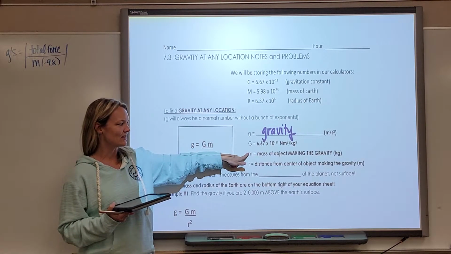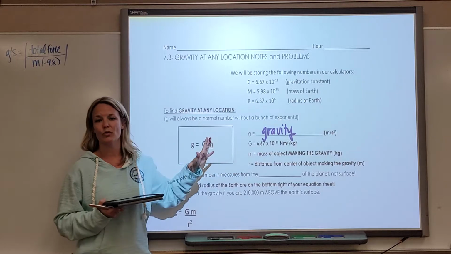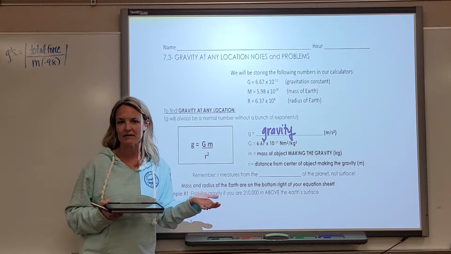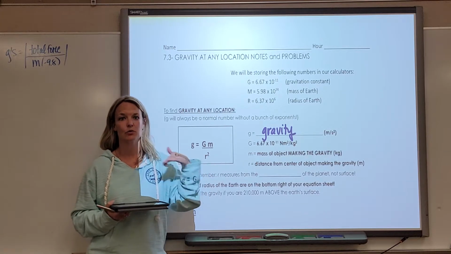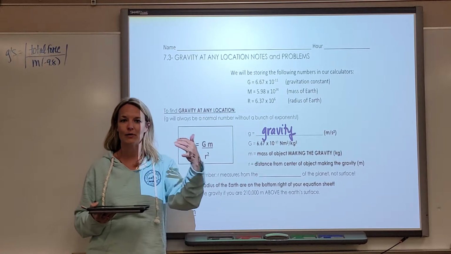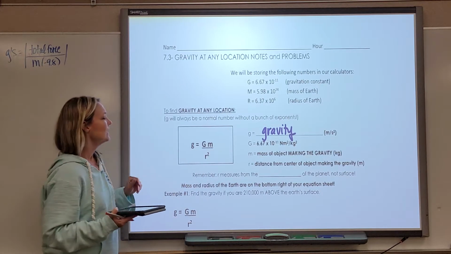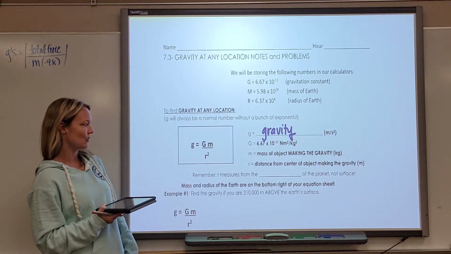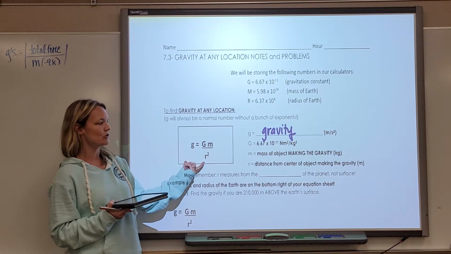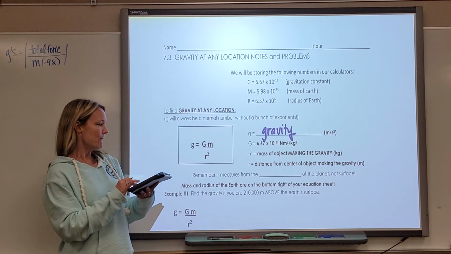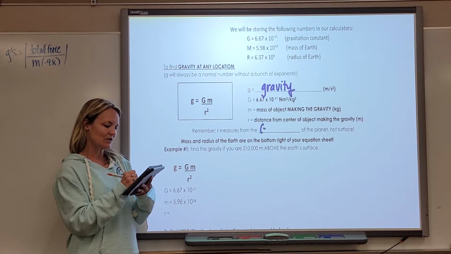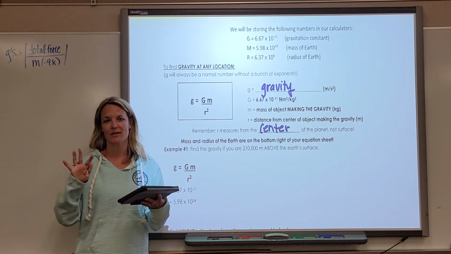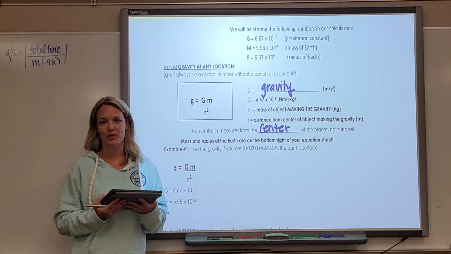M is the mass of the object making the gravity, so usually it's going to be the Earth, but if you were trying to find the gravity on the Sun, it would be the mass of the Sun. It is never your mass. You are not big enough to make anything orbit around you. It would be the mass of the planet. And then R is the distance from the center of the object making the gravity, and it's measured in meters. Okay? R measures from the center of the planet and not the surface. So we will sometimes have to add numbers together in order to find the radius.